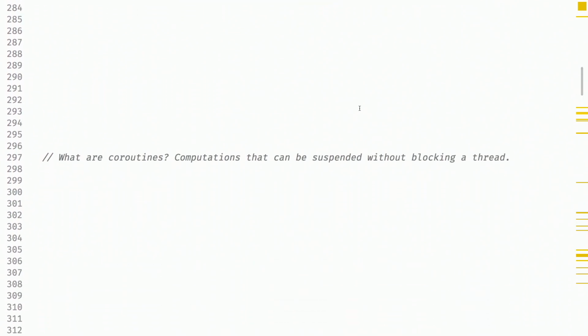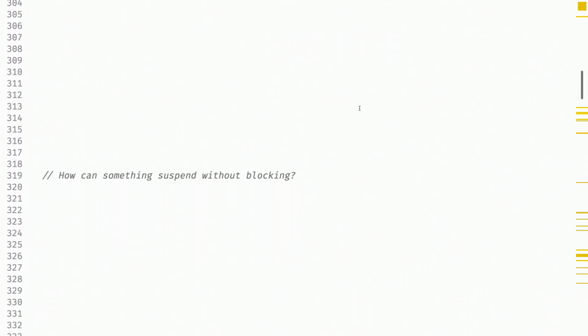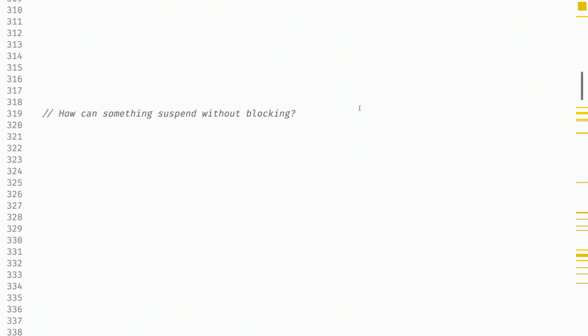Well, that brings us to our definition of coroutines. What are coroutines? They are computations that can be suspended without blocking a thread. Okay, seems reasonable. But if you are a wise person in the audience, you may say, how can you suspend without blocking? And the answer is cooperation.